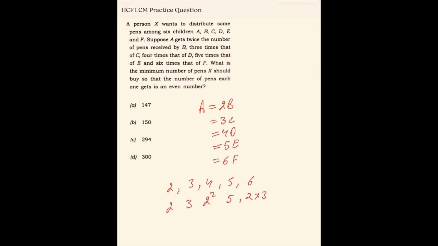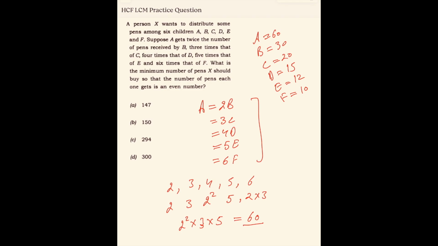So what we see is the least common multiple among all of this comes out to be 2 square into 3 into 5. So that is equal to what? 4 into 3 is 12, into 5 is 60. So 60 is the LCM for these values. So if A is 60, then B becomes half of it, that is 30, C becomes 1/3 of it, that is 20, D becomes 1/4 of it, that is 15, E becomes 1/5 of it, that is 12, and F becomes 1/6 of it, that is 10.